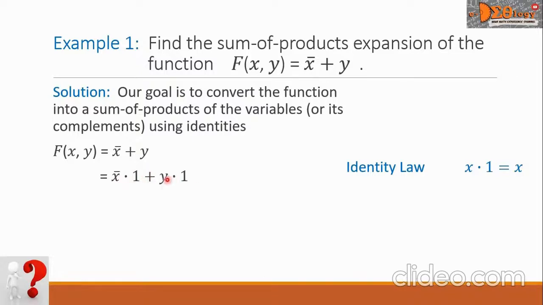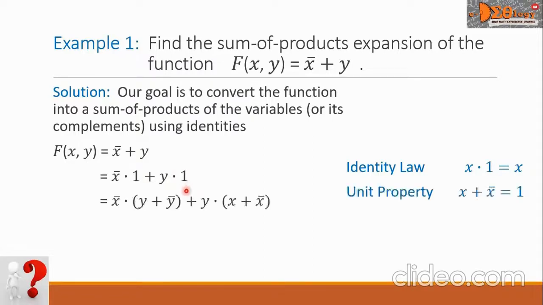Meanwhile, for the second product, y times 1, there is no variable x. We're going to replace the number 1 by an expression equivalent to 1 with a variable x. So we write now, for the first product, the number 1 is now replaced by y plus y bar. For the second product, the number 1 is replaced by x plus x bar. This idea is coming from the unit property that says x plus x bar equals 1.